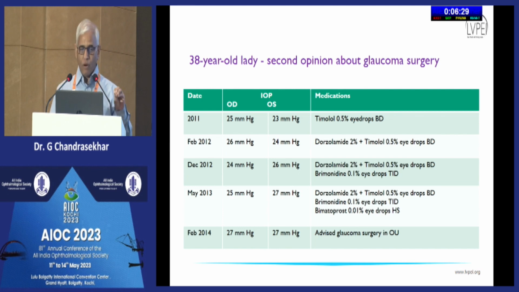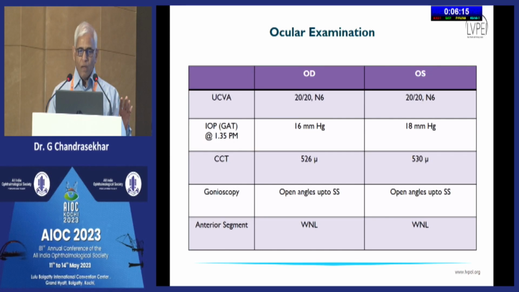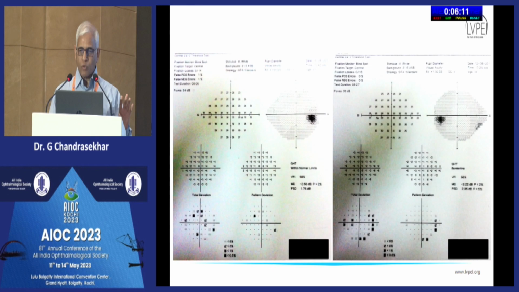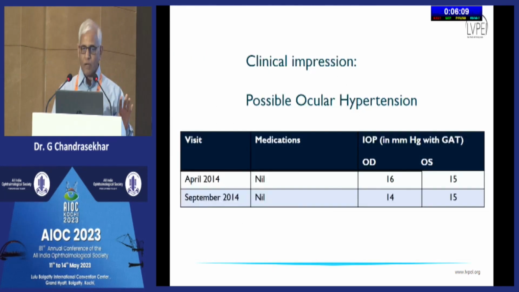Here is an example of what can happen. A 38-year-old lady was started on timolol, the pressures were not controlled, dorzolamide was added, and then bimatoprost was added. The pressures were still not controlled, and the patient was advised surgery. Then she came to us. The discs were completely normal, the angles were open, the fields were completely normal, and over a period of time we took out all the therapy, and with an applanation tonometer, the pressure remains normal.